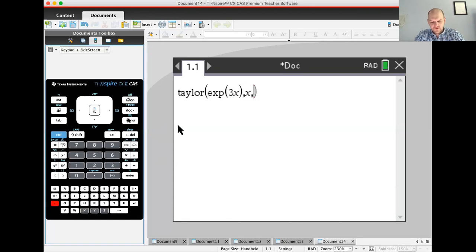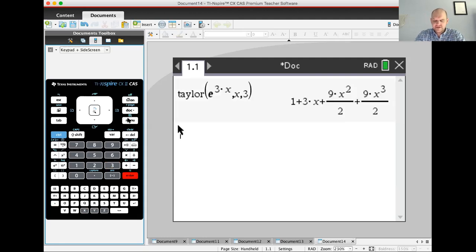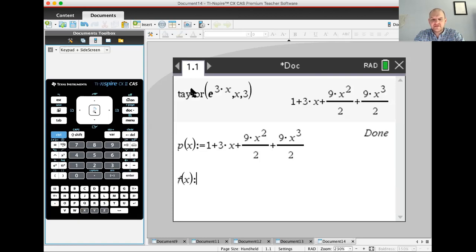Now I need to say what degree I want. I'm looking for 3rd degree. The center is optional if the center is 0; by default, it wants to be centered at 0. So I'm going to go with this and define it as p of x. I was going to say f of x, but that doesn't make sense because f of x is supposed to be e to the 3x. So I'm going to define that too: f of x is e to the 3x.